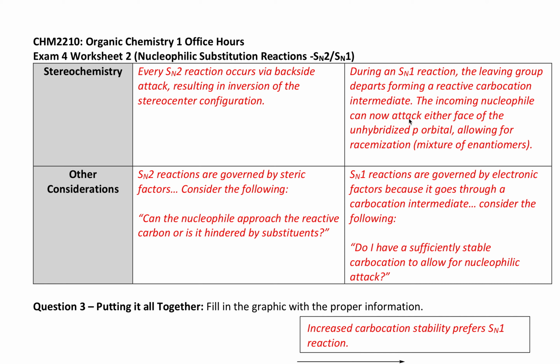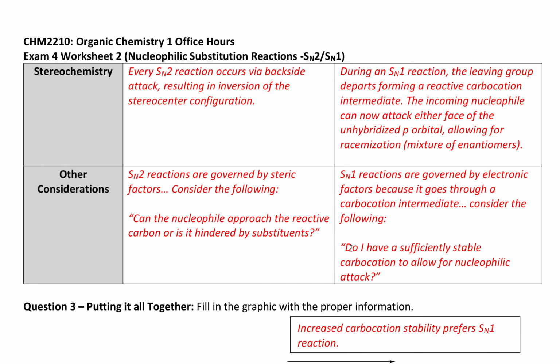In an SN1 reaction, we also want to consider electronic factors. So remember, we're going through that carbocation intermediate. So again, we want to think about carbocation stability. We've done this all semester. So what you should consider is, do I have a sufficiently stable carbocation to allow for nucleophilic attack?